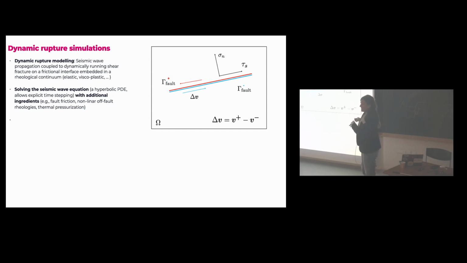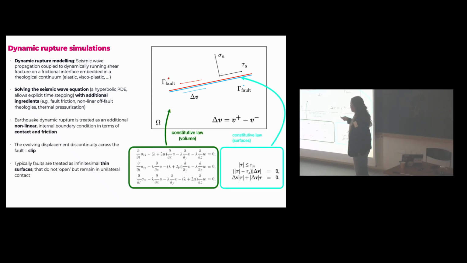So all of these models always solve the seismic wave equation. Everything that you will see is nothing more than a hyperbolic PDE solver stepping through the wave equation. This has advantages. We can use explicit time stepping, as Brittany explained, which is good for getting that on large supercomputers. There are a lot of numerical techniques and algorithms that help us solve a hyperbolic PDE. And then we're adding additional ingredients: fault friction, nonlinear off-fault rheologies, thermopressurization, additional equations that we can solve.